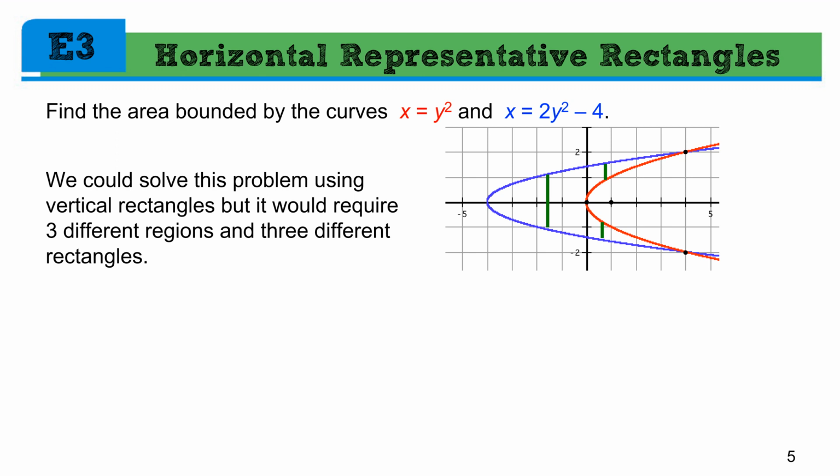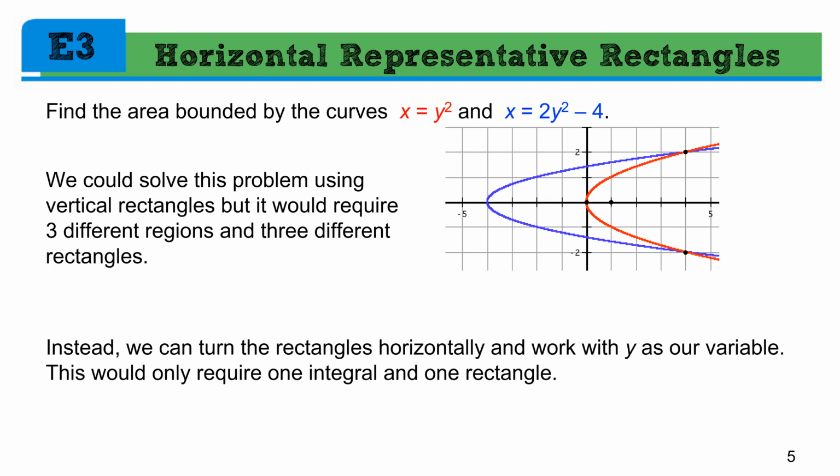So then we get 2 different representative rectangles, one for the top part, one for the bottom part, and then we go crazy. Could you solve it that way? Yes. Is it a pain in the butt? Yes. Do we want to do it that way? No. That's why we're doing it today, because if I draw my representative rectangles horizontally, you can pretty much figure out where I'm going with this. How many rectangles do I need? One. It looks like that.